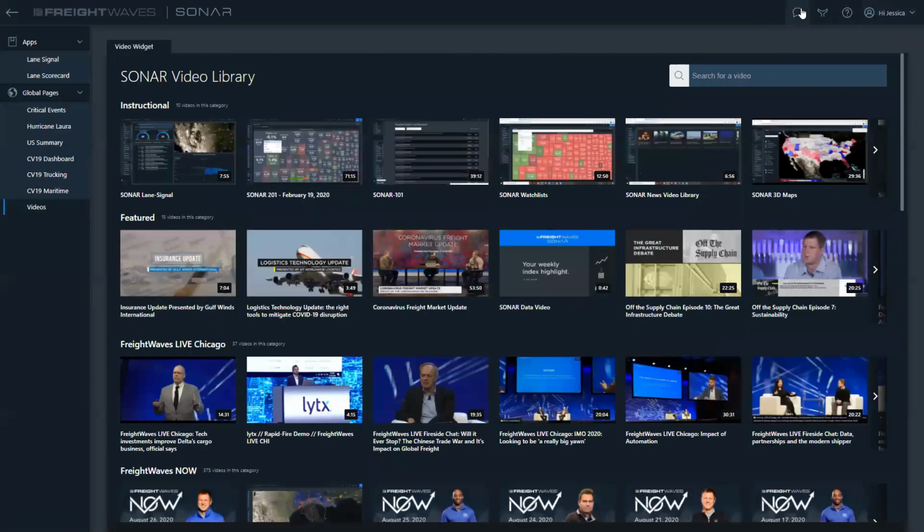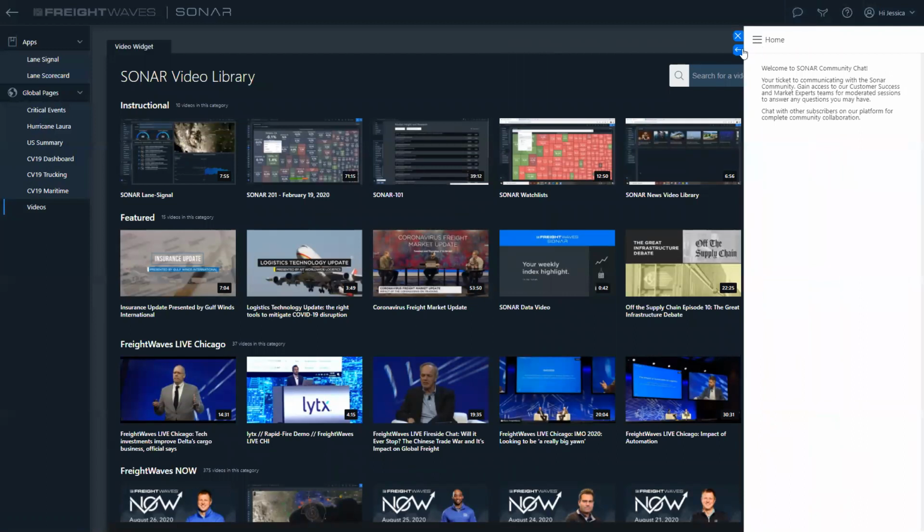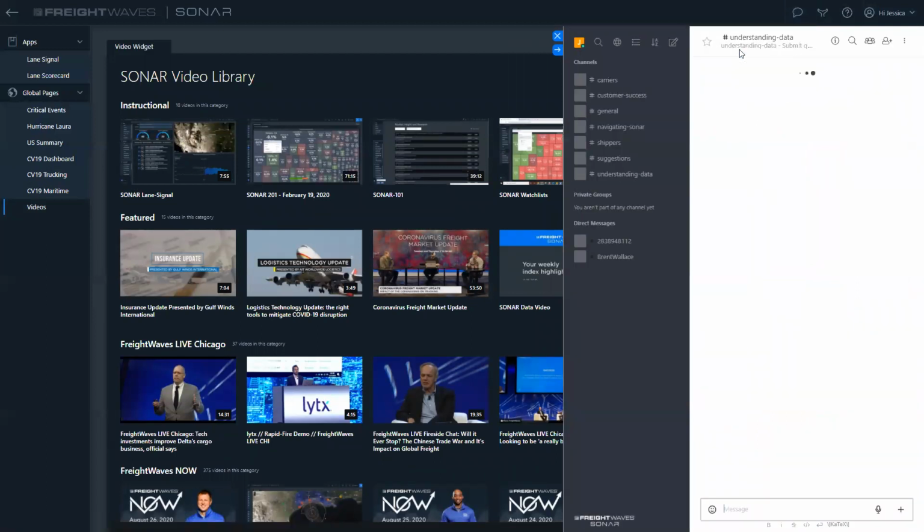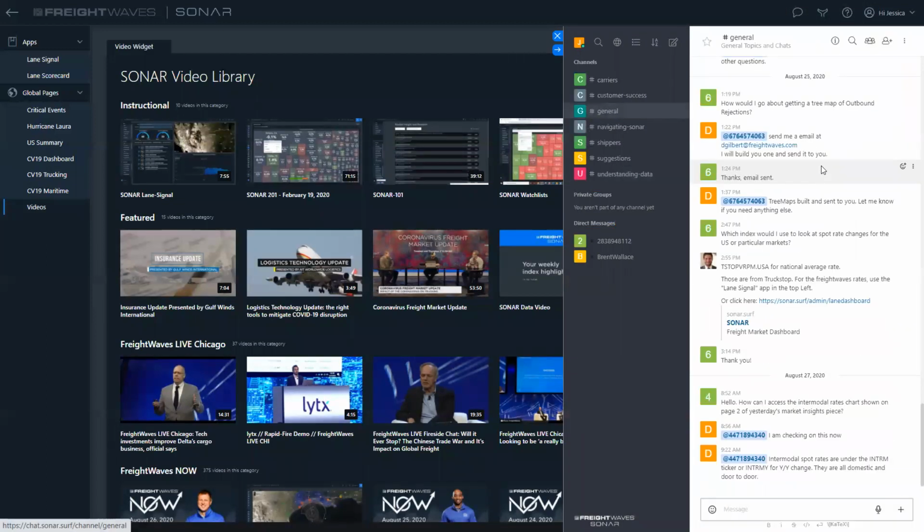Up here in the top right-hand corner, we have our moderated chat function. If you have a question, please feel free to come in here and ask it. It is anonymous, so you'll be given a number, and nobody in the Sonar community will know who is asking the question. Then somebody from our FreightWaves team, our market experts, or our customer success team will be able to answer you without you having to send an email or make a phone call. You can do it straight through moderated chat.